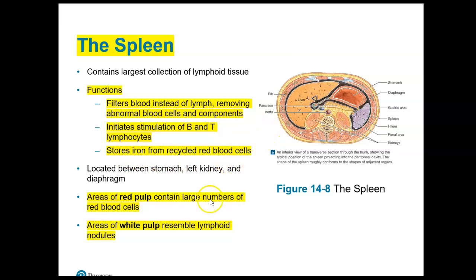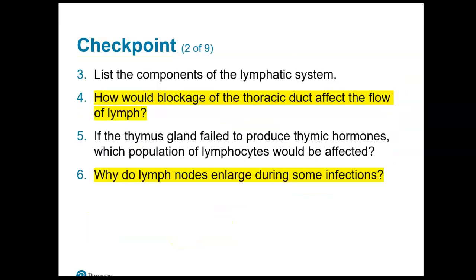Now, here's the spleen in a cross section through the abdominal cavity, or transverse section. You can see the liver and the stomach, and the spleen is attached to the stomach, kind of lateral to the pancreas. But the areas of the spleen called red pulp contain large numbers of red blood cells, and white pulp resembles lymphoid nodules. So they're going to contain larger numbers of lymphocytes, etc.